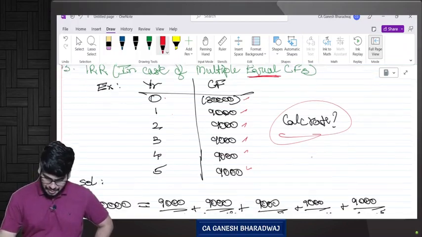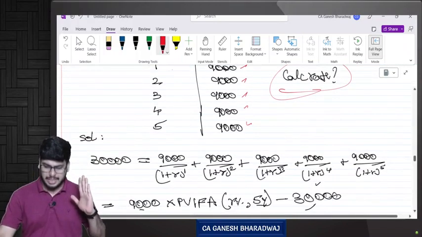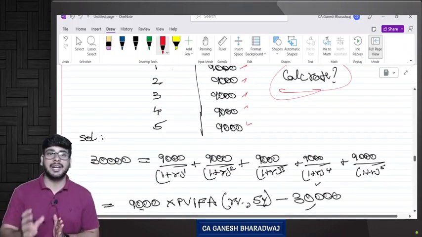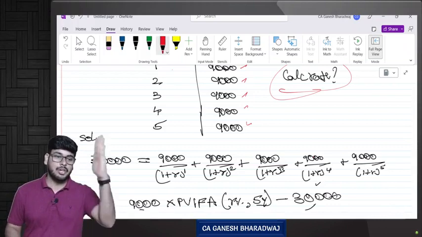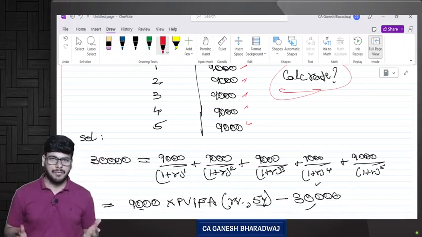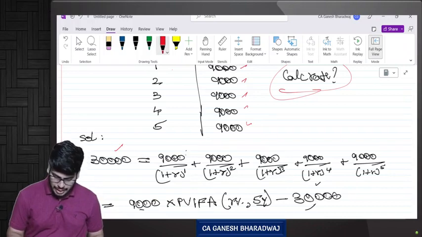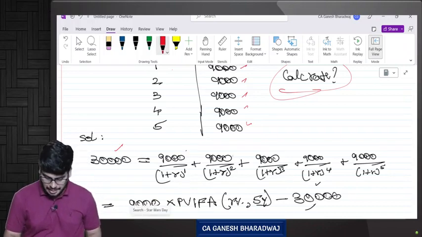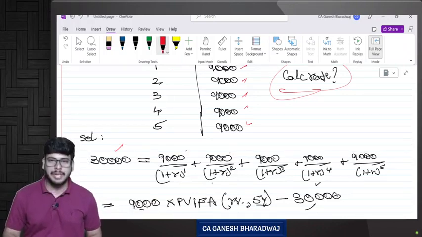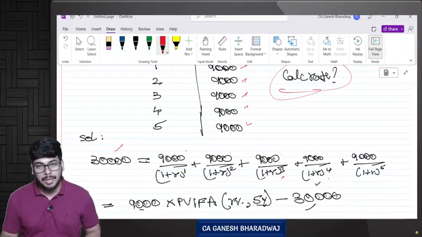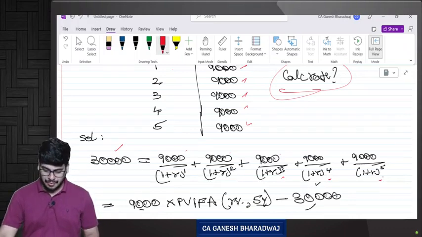Yes. Now, first and foremost, what is the first important step? Framing the equation. What is your IRR? IRR is the rate at which my present value of outflow is equal to my present value of inflow. Clear? Yes. Or in other words, 30,000 is equal to 9,000 divided by (1 plus r) to the power 1, plus 9,000 divided by (1 plus r) to the power 2, plus 9,000 divided by (1 plus r) to the power 3, plus 9,000 by (1 plus r) to the power 4, plus 9,000 by (1 plus r) to the power 5.